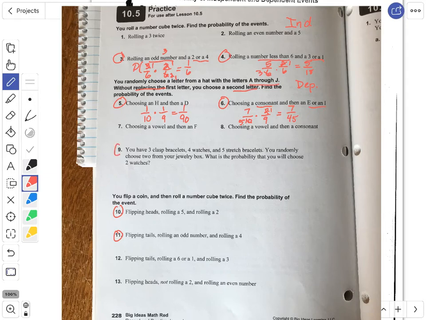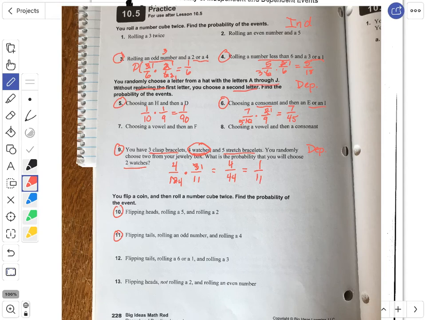Look at number 9. You have 3 bracelets, 4 watches, 5 stretch bracelets. You randomly choose 2. What's the probability you would choose 2 watches? It doesn't say we were replacing it, so they are dependent. So the probability would be 4 out of 12. Okay, there's 4 watches. What if that first one was a watch? There are only 3 out of 11 now. Okay, so we're going to cancel. We get 4 out of 44, which is 1/11.